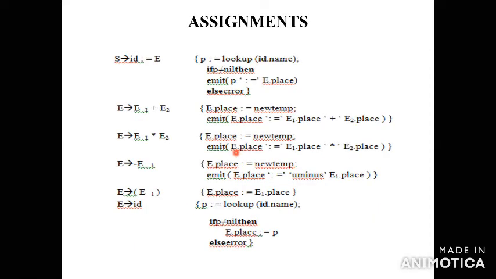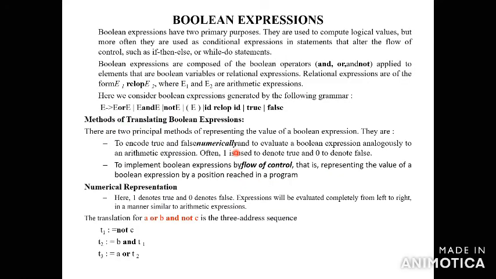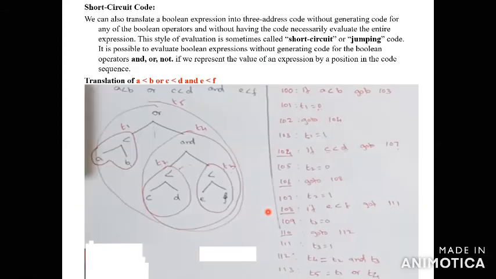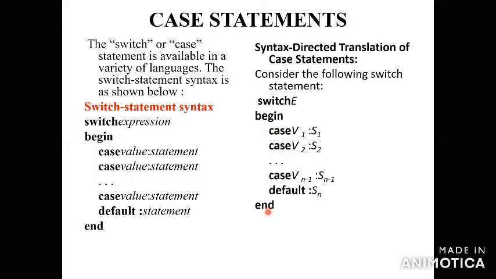Next one, Boolean expression. An expression will be given, and according to the expression you have to write the production rules and semantic actions. That is the question for Boolean expression. This is also one type of big question. Boolean expression, assignment statement, everything is a big question. So first declaration, second assignment statement, third Boolean expression. Then next one, backpatching technique, case statements, switch case statements.